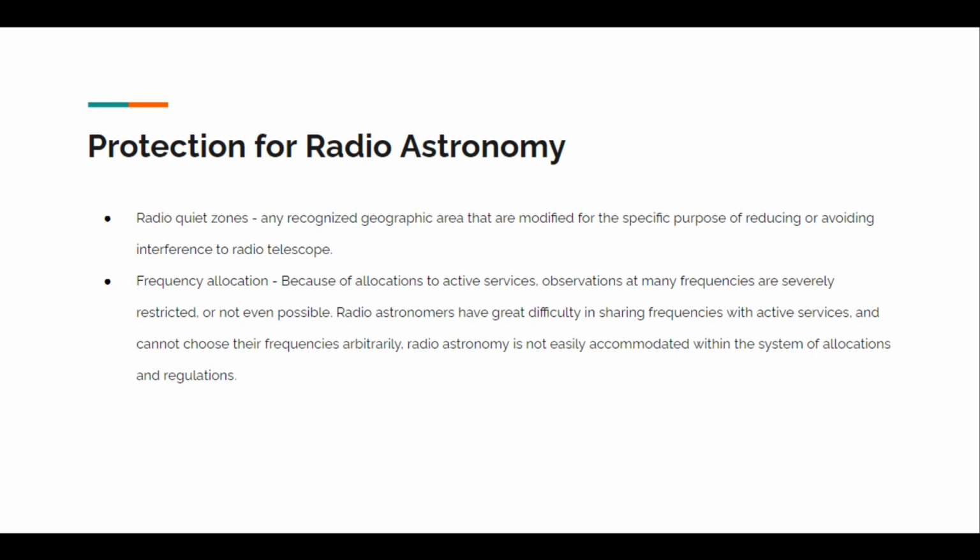But as allocations to active services become high in demand, observations at many frequencies are severely restricted or not even possible. Because radio astronomers have great difficulty in sharing frequencies with active services and cannot choose their frequencies arbitrarily, radio astronomy is not easily accommodated within the system of allocation and regulations. Therefore, it is important to fight for more frequency allocation for the purpose of radio astronomy alone, instead of for the mere purpose of profits from internet and telephone.